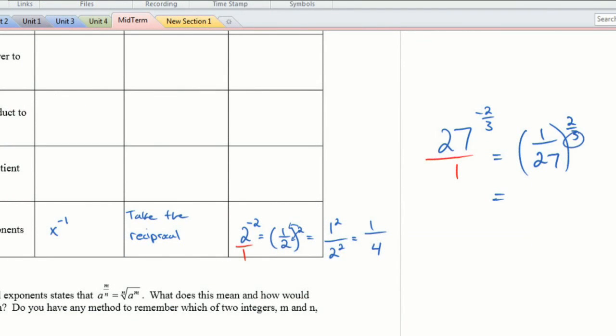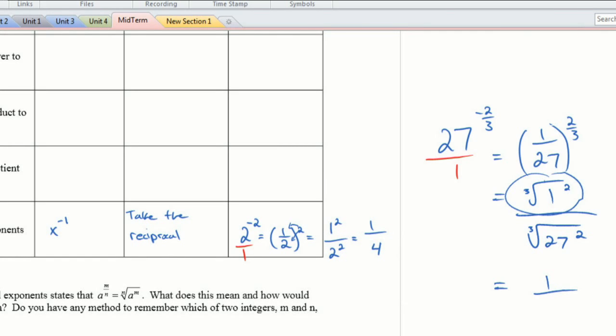We know whatever's on the bottom is going to be our root, and then whatever's on the top is going to be our power. So power is the power, root's the root. So I'm going to take both the top and the bottom, the third root of everything, squared. So the third root of 27 is going to be 3. And on the top, the third root of 1 is 1, and 1 squared is 1. So everything on the top is 1.